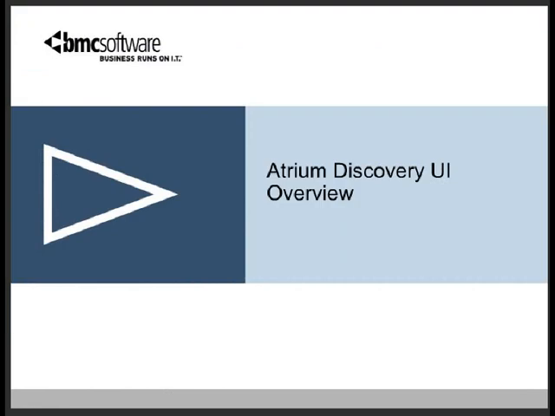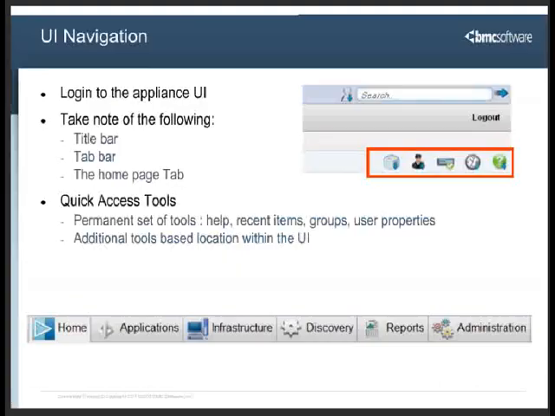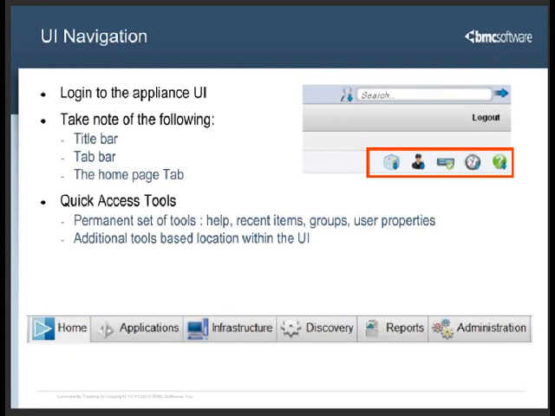Now let's have a look at a brief overview of the UI. Log into the UI of the BMC Atrium Discovery appliance with the credentials provided. You'll notice a title bar, and just below that, the tab bar, where you can navigate to other parts of the UI. On the right-hand side of the UI, you'll see the keyword search field, and just below that, an area for quick access tools, as highlighted here. As you move within the UI, keep an eye out on this area, as different icons will appear to give you different tools to explore.